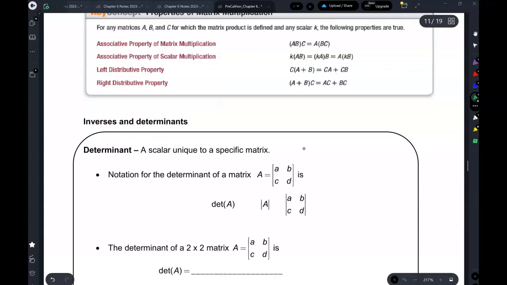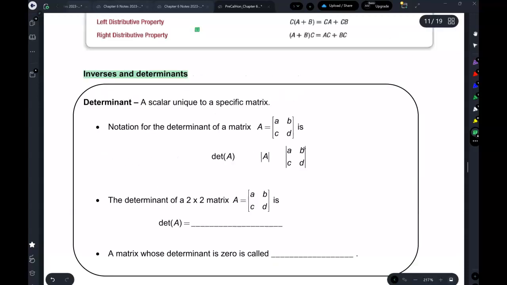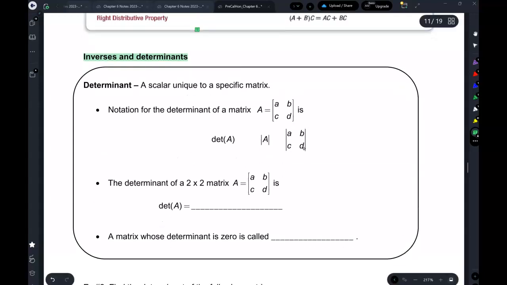Okay, now, once we're done with matrix multiplication, let's talk about inverses and determinants, right? We've talked about functions having inverses, right? And if you have f of x and f inverse of x, there is a way to verify them. They have a relationship. F of g of x has to equal what if they're inverses? X, right? So there is that. This inverse that we're talking about here is a similar analogous situation, all right?